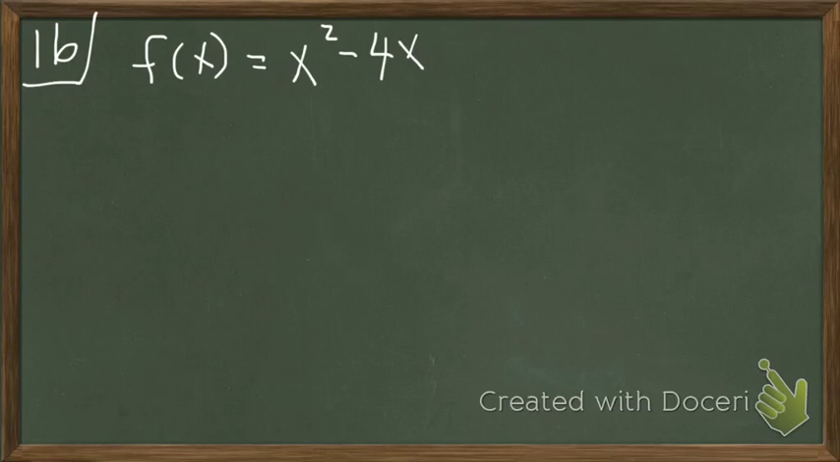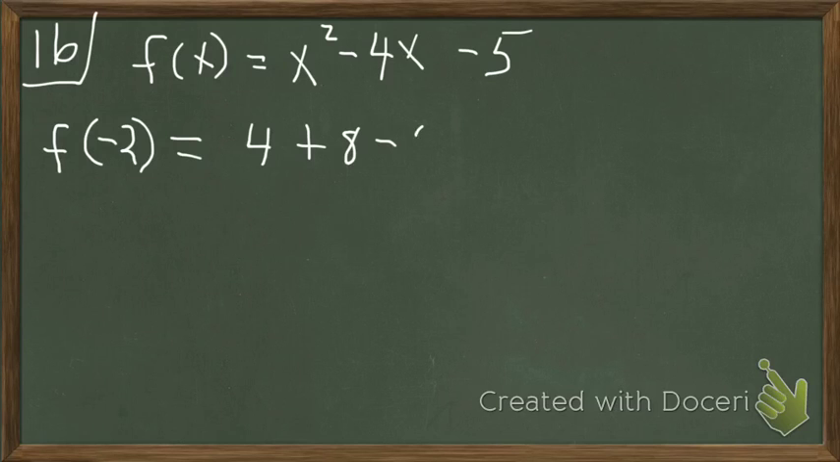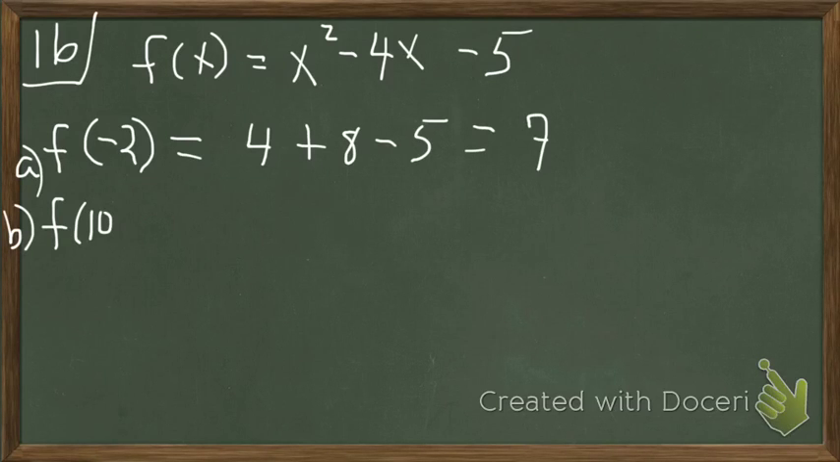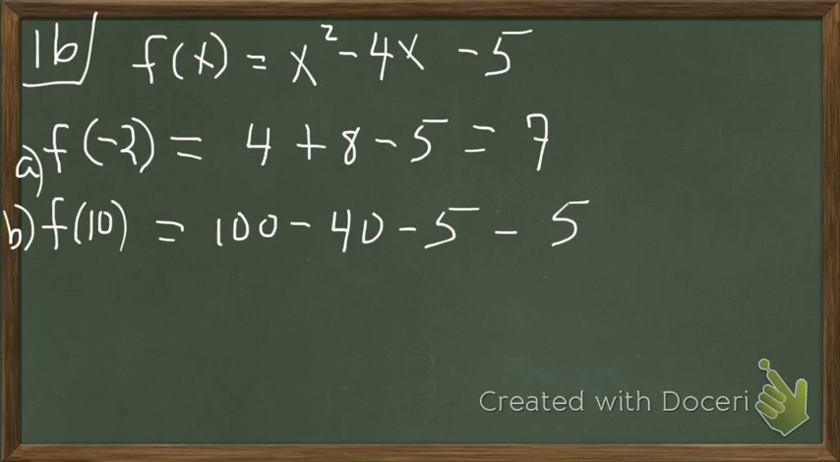Number 16. f of x equals x squared minus 4x minus 5. Again, they want us to find the following. f of negative 2 is going to be 4 plus 8 minus 5, and that's 7. Part B is f of 10, and that's 100 minus 40 minus 5, and that's 55.